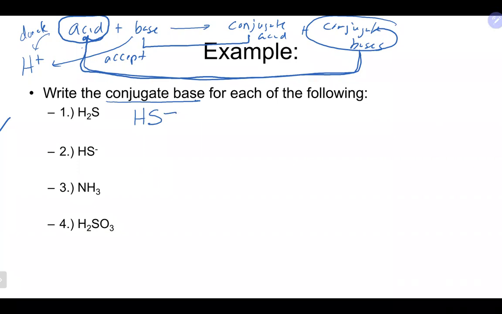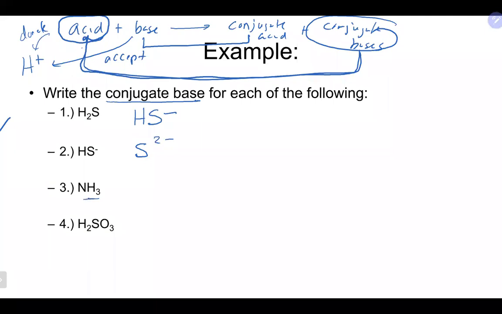Question on that one there. Next one is HS minus. So once again, it's an acid, so it will lose an H and a plus. So when it loses the H, it becomes S only. It's already negative one, so it becomes one more negative. So negative one and one more is negative two.